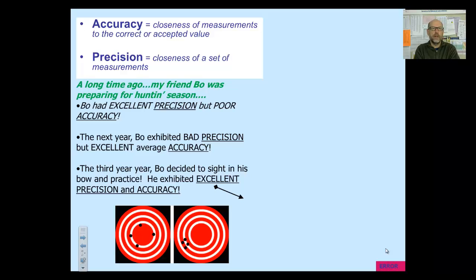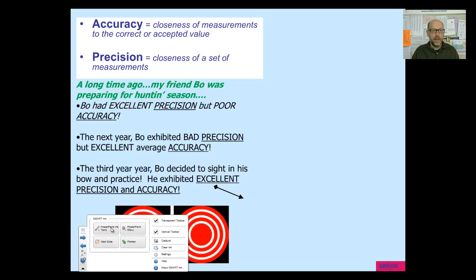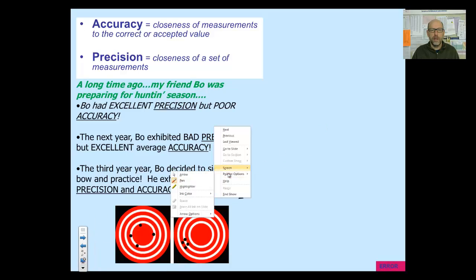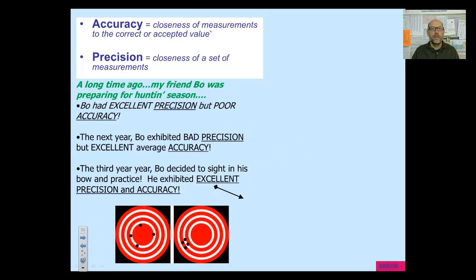Well, it all starts off with understanding two terms, and those terms are accuracy and precision. And accuracy is defined as the closeness of measurements to a correct or an accepted value. How close are you to what you're supposed to get? Whereas precision is the closeness of a set of measurements.